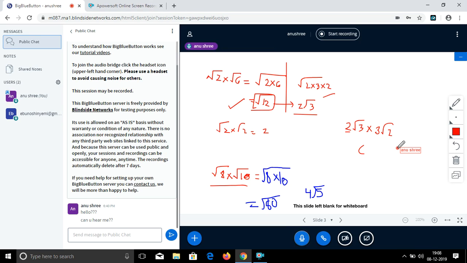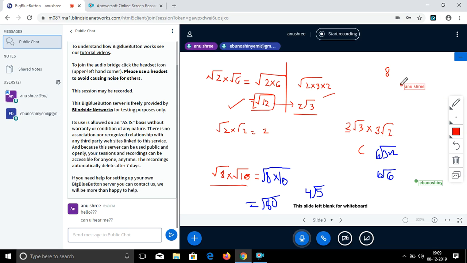You just do this question. Yes, that's correct. 6 root 6. Same as you have to divide the surds. When you divide, it should also be like this. When you're multiplying, you're multiplying surds and numbers separately, same as you have to do here: divide the numbers and divide the surds. You just have to separate them out.